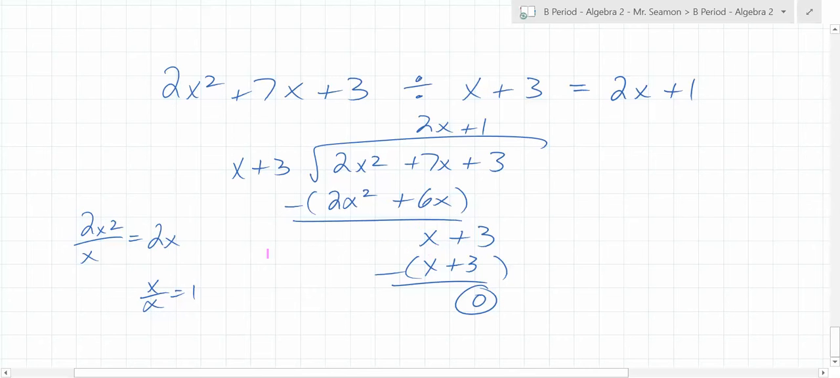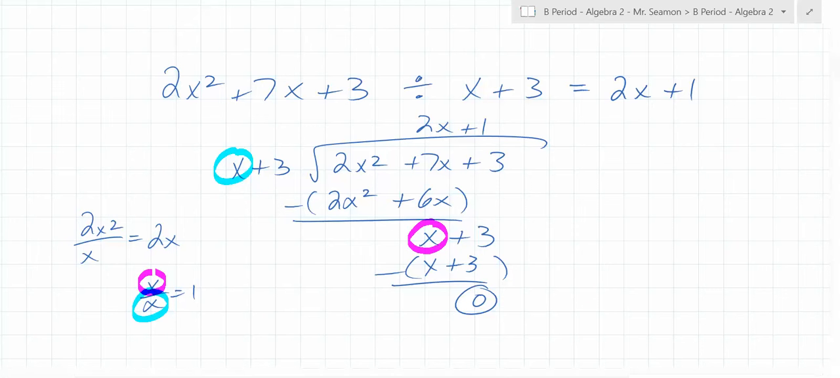leading term? X. And what does the leading term stay over here? What's x over x? 1 right there. Good job. Ready? 1, 2, 3. You did it.